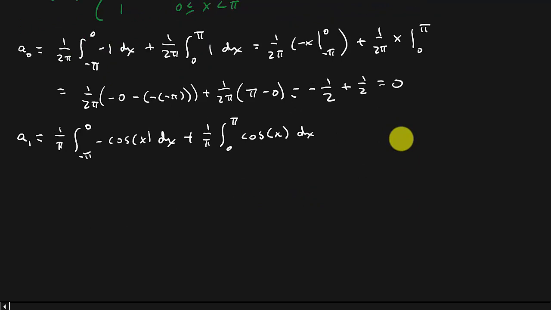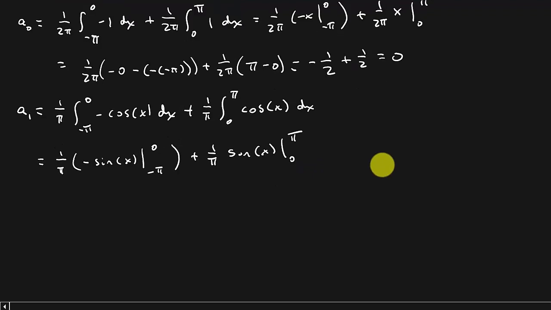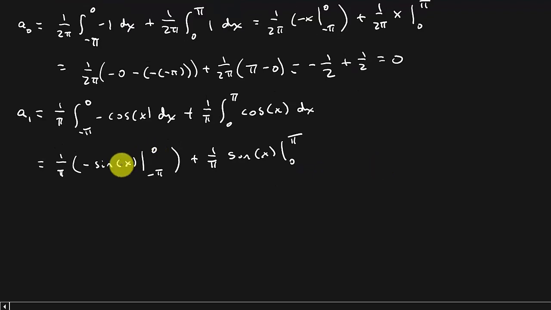And when you integrate this thing, you're going to get 0. Okay? So let's just do this real quick. That's 1 over pi times negative sine x from negative pi to 0 plus 1 over pi, and that's going to be sine x from 0 to pi. Now you can see we've got to evaluate the sine function at 0, and at negative pi. We've got to evaluate this sine function at pi and the sine function at 0.